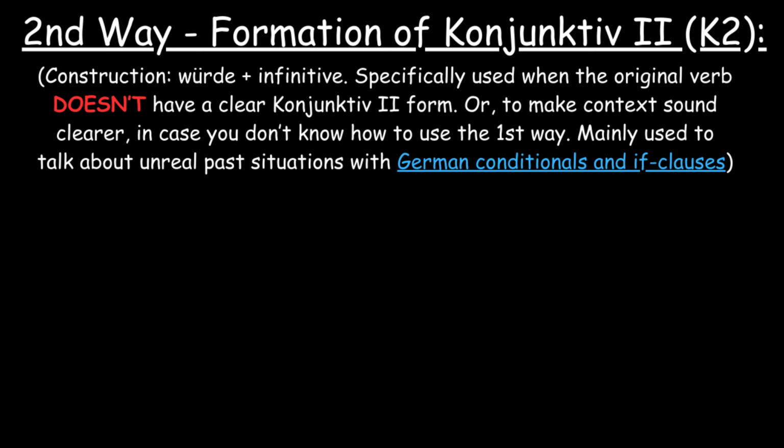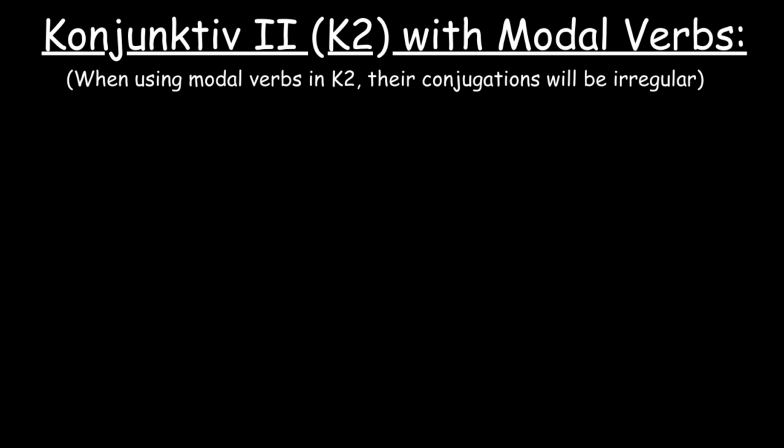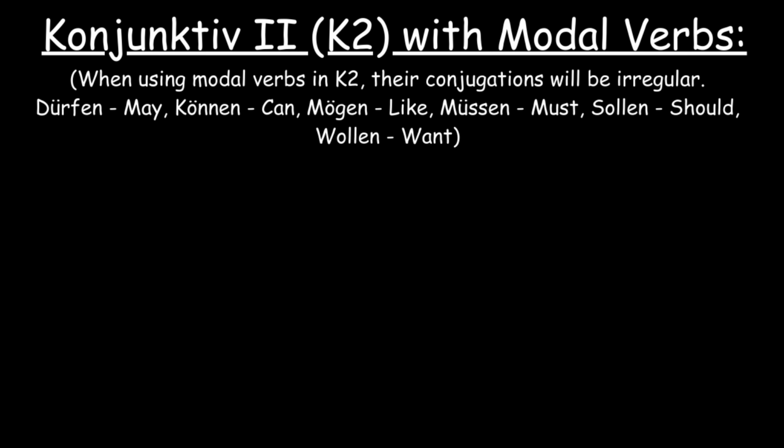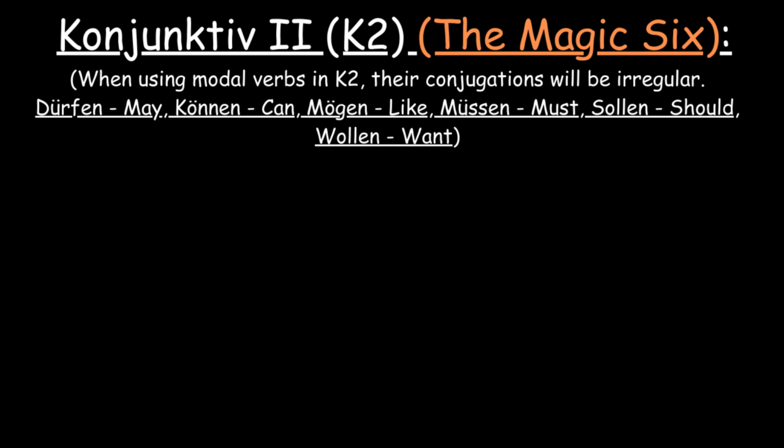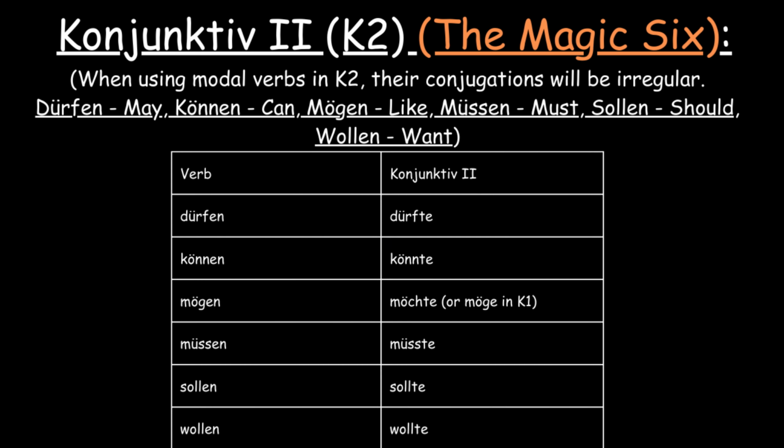This is the main role of Konjunktiv 2, which is used for hypothetical situations. However, more concepts need to be known about it. When using modal verbs in this mood, their conjugations will be irregular, specifically the verbs dürfen, können, mögen, müssen, sollen, and wollen, also known as the magic six. Their changes in Konjunktiv 2 are pretty self-explanatory, so their conjugations can be formed intuitively.